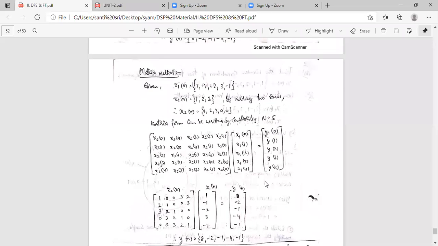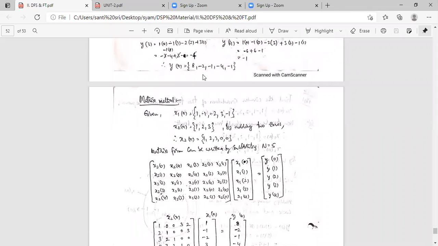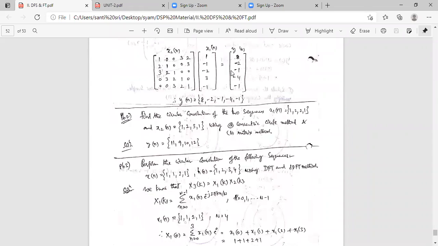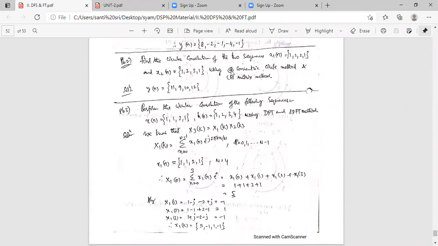It is also the same as the result of the other method, y of n equal to 8, minus 2, minus 1, minus 4, minus 1. Okay, so time is up. With this, I am concluding today's class. Tomorrow we'll do some problems.